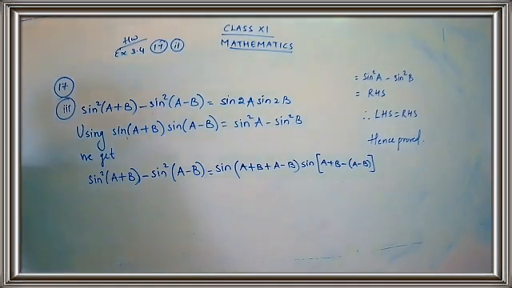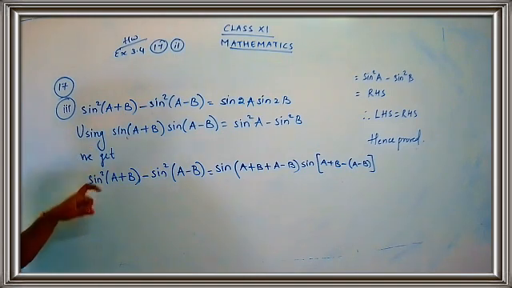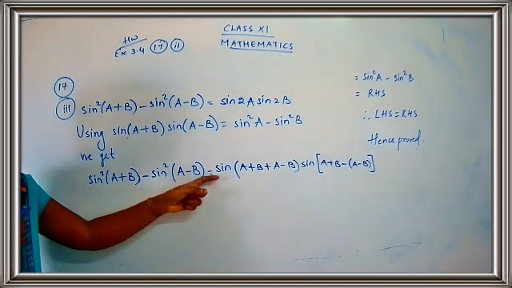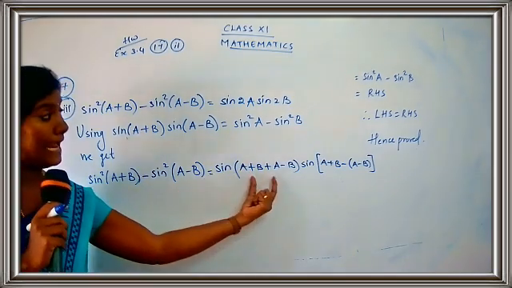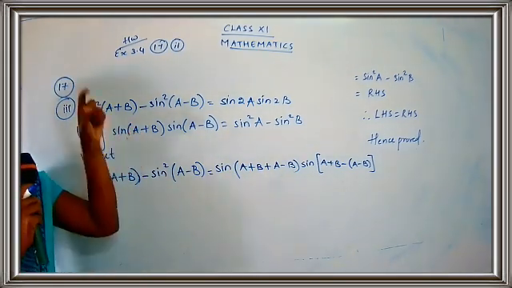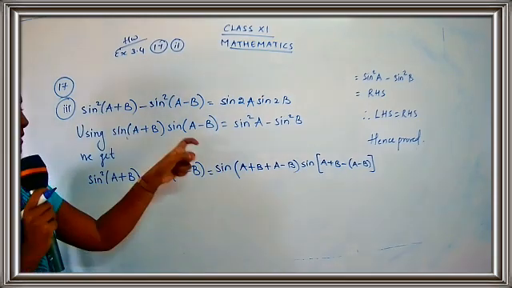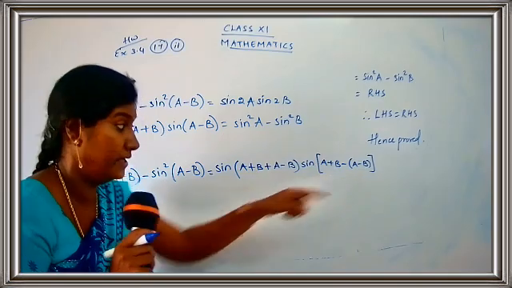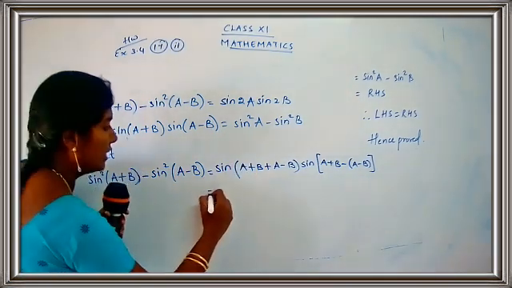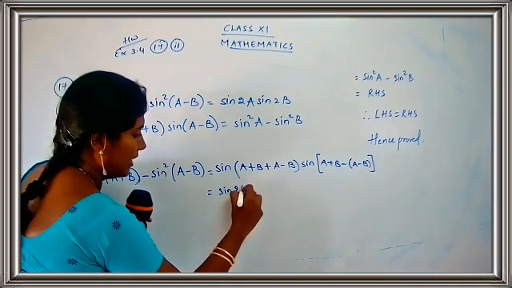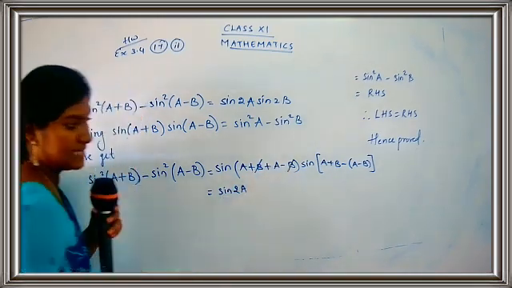So I have just used the previous proof for the third one also. So I get sine square (a plus b) minus sine square (a minus b) is equal to sine of (a plus b). So what is a plus b here? It's a plus b plus a minus b. Sine of (a plus b minus a minus b). So let me simplify it further. I get sine of a plus a, 2a, plus b minus b gets cancelled.